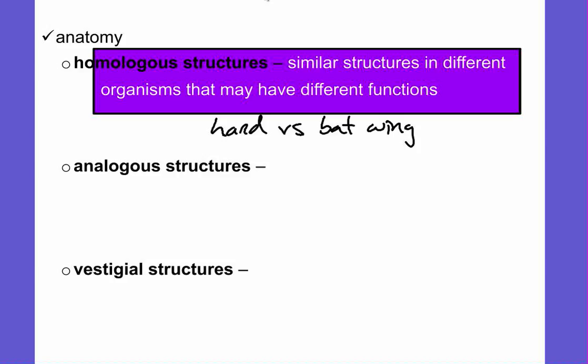Right, so there are homologous structures. There are similar structures there that have completely different functions. But because the underlying structure is similar, that actually does indicate that you have some common ancestry, that you would probably have a more recent common ancestry with a bat than with a bird.